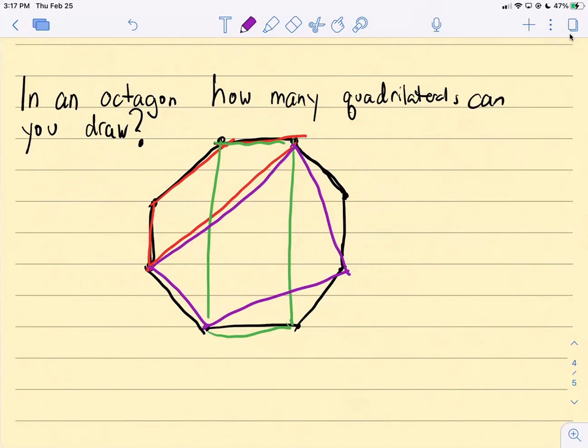So what do you guys think? It would be really difficult to draw out all of these shapes. So what tool do we have that can help us count the number of quadrilaterals that we could actually draw? Does anyone see what we can do?